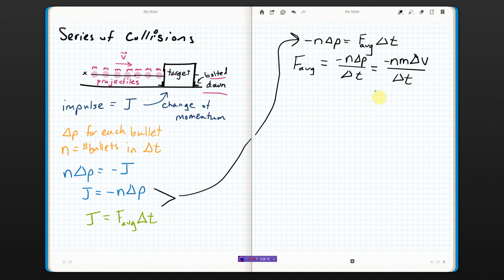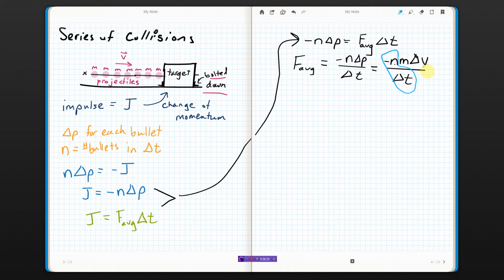Okay, so this gives us F, the average force that you'd feel as a target, in terms of the number of bullets divided by delta time. That's the rate at which the projectiles are colliding with the target. So if you are given that bullets are fired at a rate of 100 bullets per second or something, that's what they're talking about. You've got 100 bullets per second.